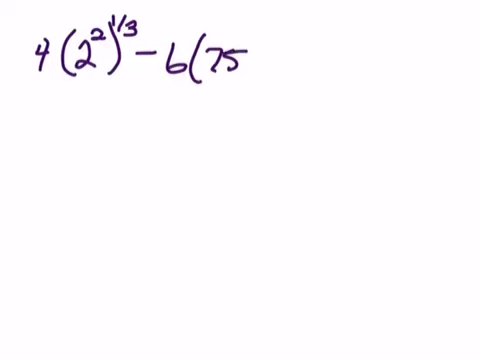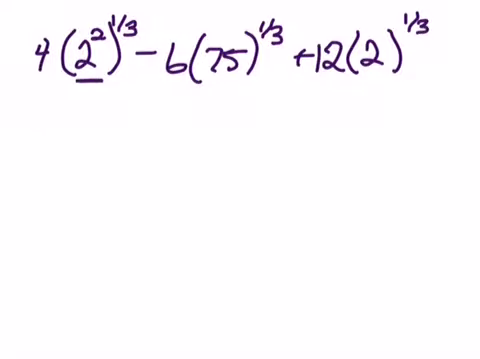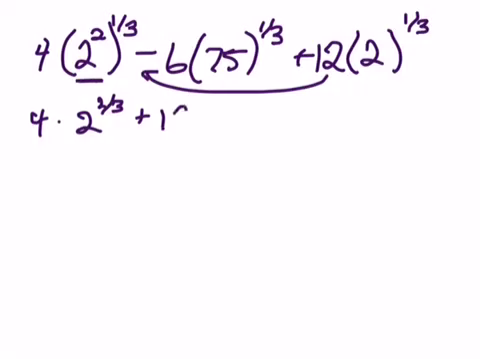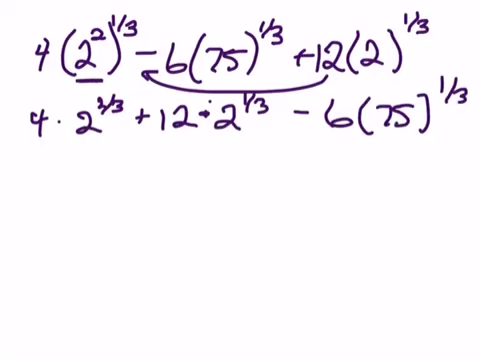Okay, so I'm left with, again, I've got 4 times 2 squared to the 1/3. Sorry, I just ran out of room. Minus 6 times 75 to the 1/3 plus 12 times 2 to the 1/3. So I'm going to rewrite this as 4 times 2 to the 2/3. And I'm going to move this over since they have like bases, plus 12 times 2 to the 1/3 minus 6 times 75 to the 1/3.